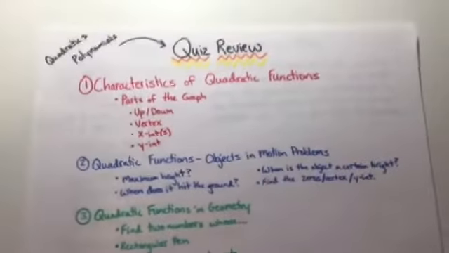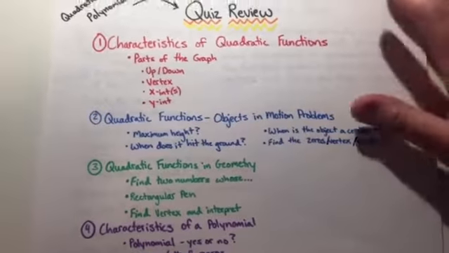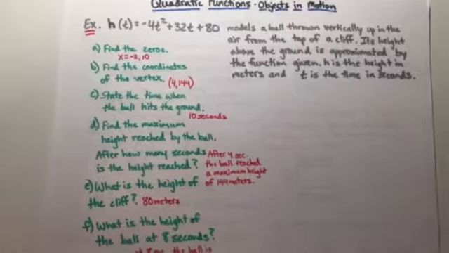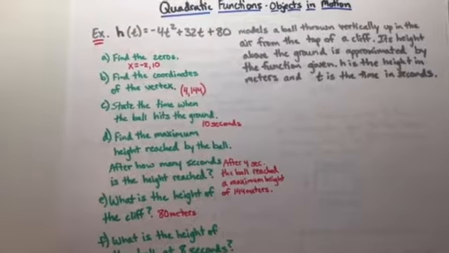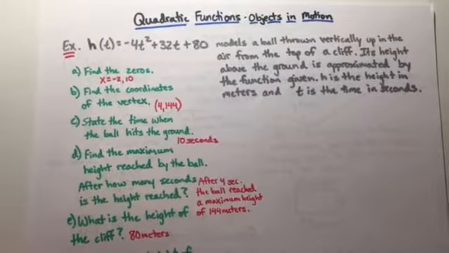All right, let's continue with our quiz review. So now we're on part 2, quadratic functions with objects in motion. So I've got an example here. I have h of t equals negative 4t squared plus 32t plus 80.